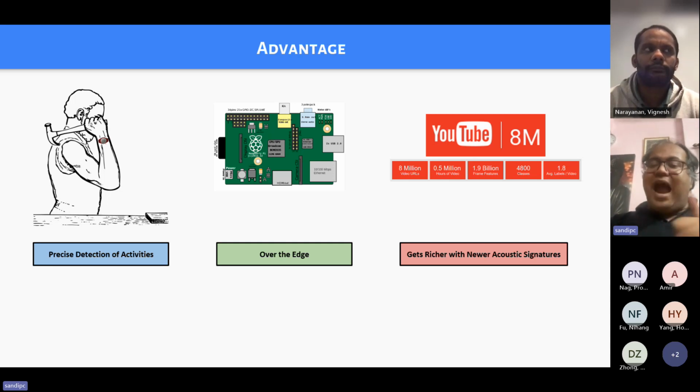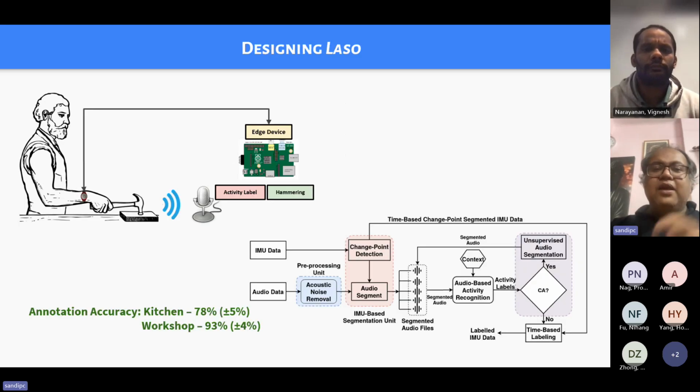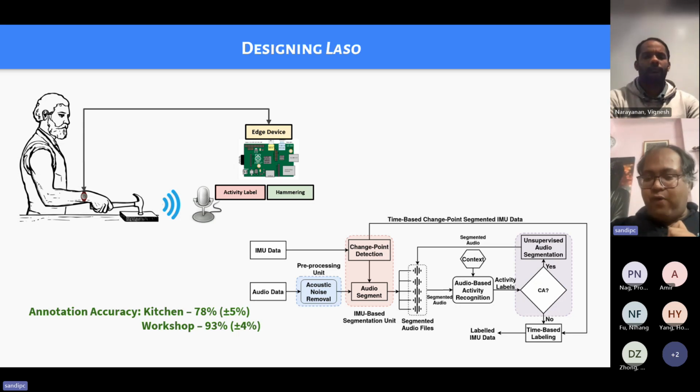And the big advantage that we have is that you have existing rich datasets of human activity labeling for the acoustic data, like the YouTube 8M dataset, which has the acoustic signal from different types of activities. So you have those pre-trained models that you can use effectively to detect the activity labels from the acoustic signature. Well, that was our broad idea. We named that model Lasso, which got published in ICMI in 2021.